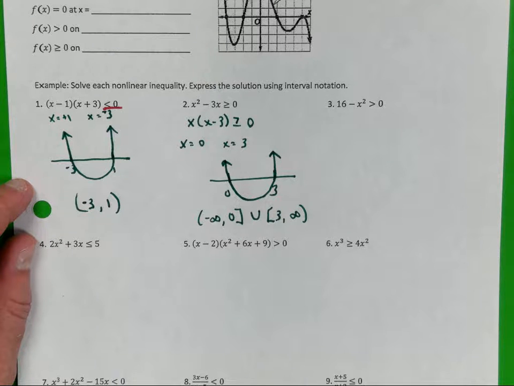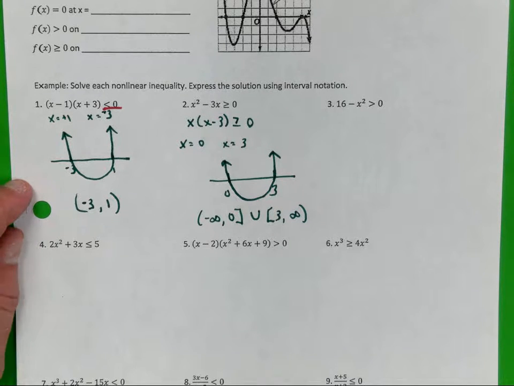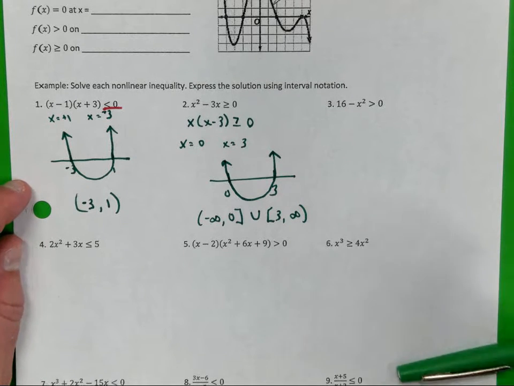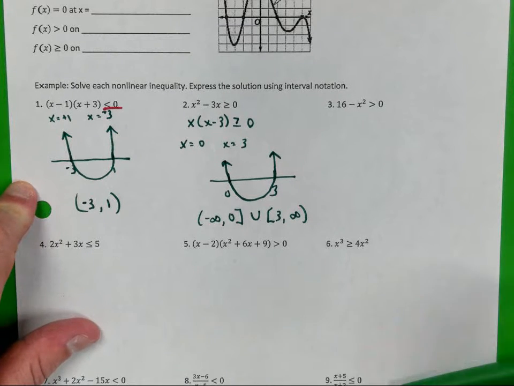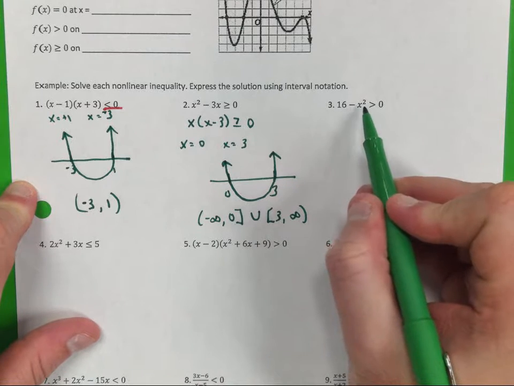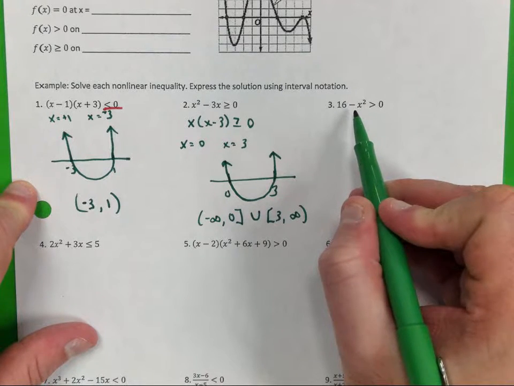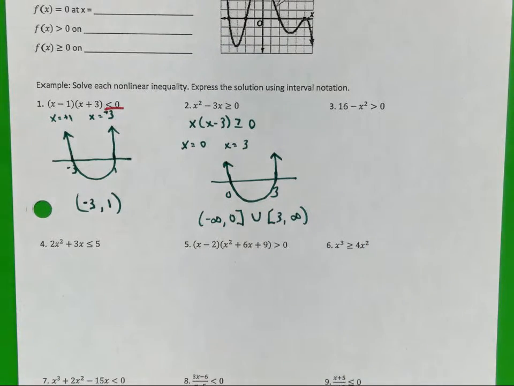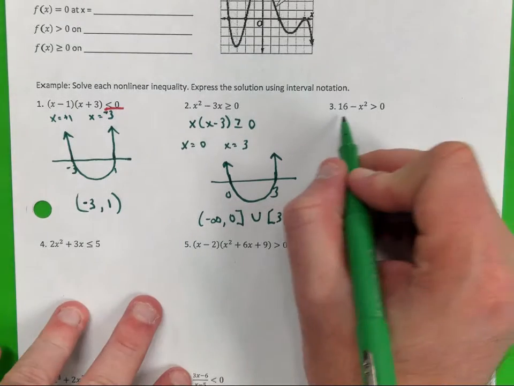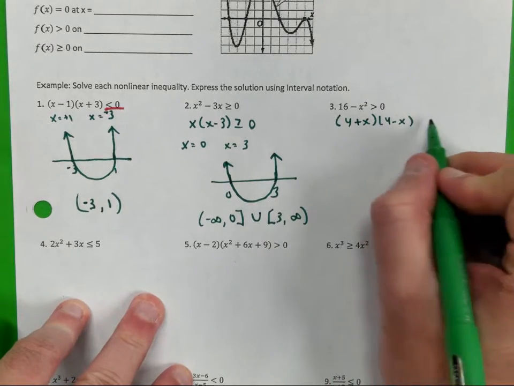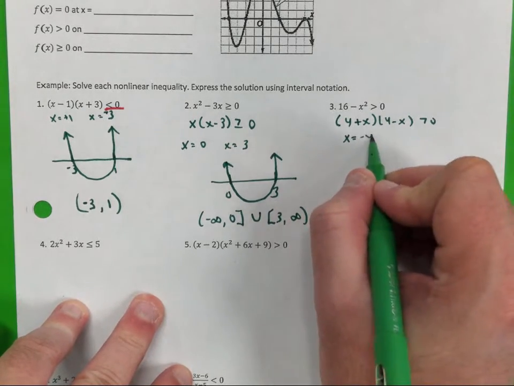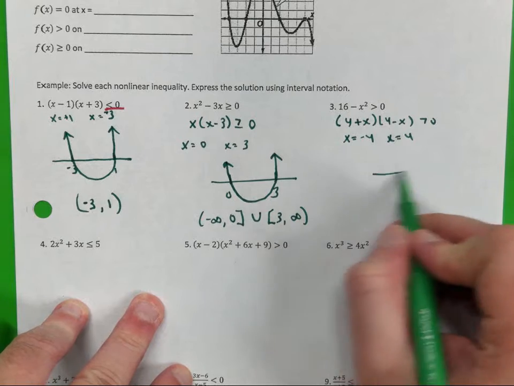Number 3. First of all, what type of function is that going to be? Quadratic. Okay, you said, how do you tell the leading coefficient? Great question. The leading coefficient is always the number in front of the variable with the largest exponent. Even though 16 appears first, your leading coefficient is negative 1 because it goes in front of x squared. So both your ends will be sticking straight what? Down. Okay, so this is difference of squares: 4 plus x, 4 minus x. So x equals negative 4, x equals 4.